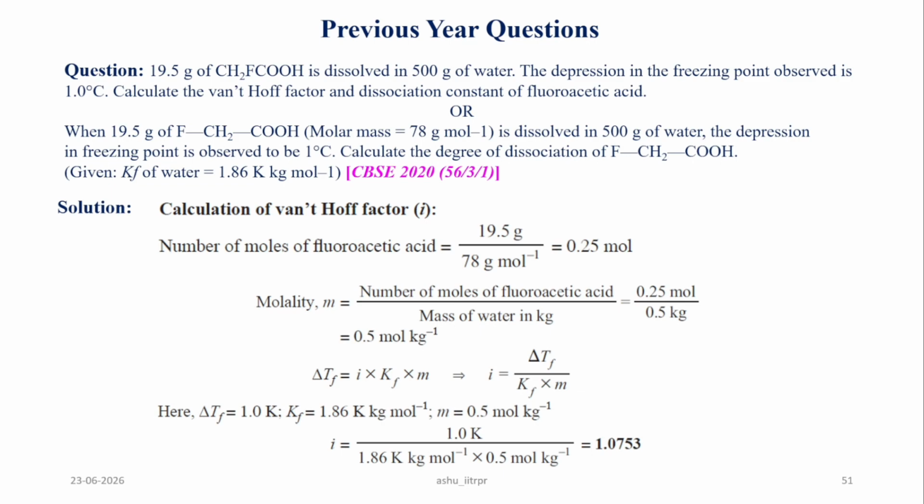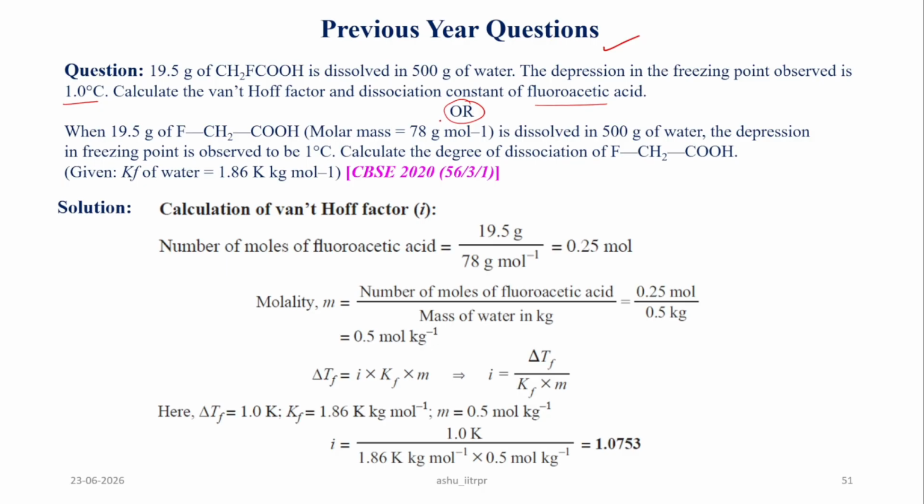These are the previous year board questions we are discussing. 19.5 gram of fluoroacetic acid is dissolved in 500 gram of water. The depression in freezing point observed is 1 degree Celsius. This is the depression, delta TF. Calculate the Van 't Hoff factor and dissociation constant for fluoroacetic acid.